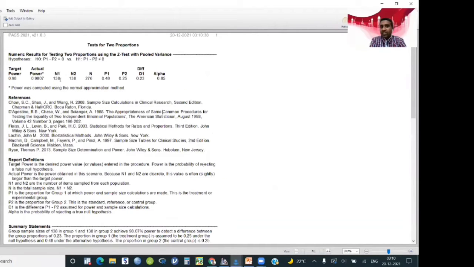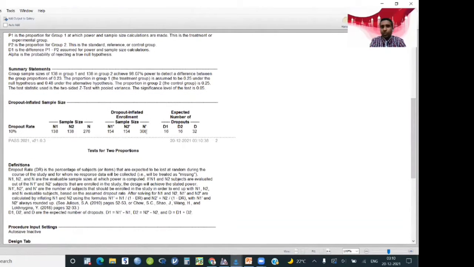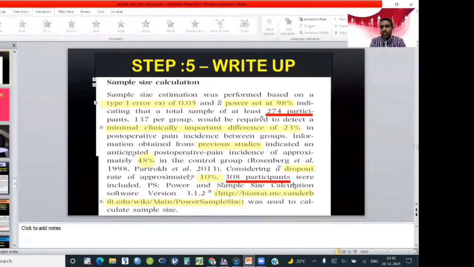So we need 138 samples, 138 samples. Adjusting for the dropout, what is 154 and 154? It is 308. Let us go and check the data. It is 308. Now we can recreate it.